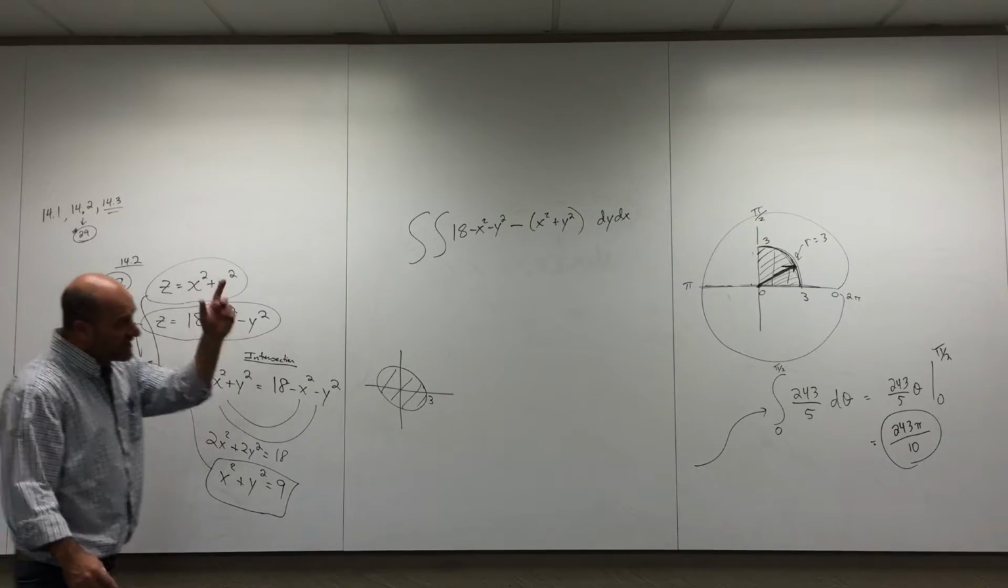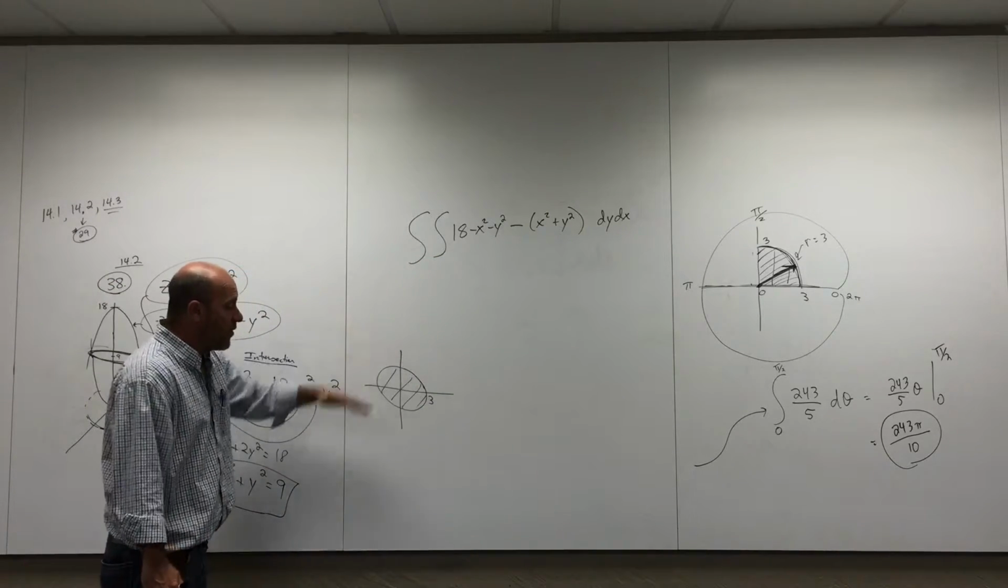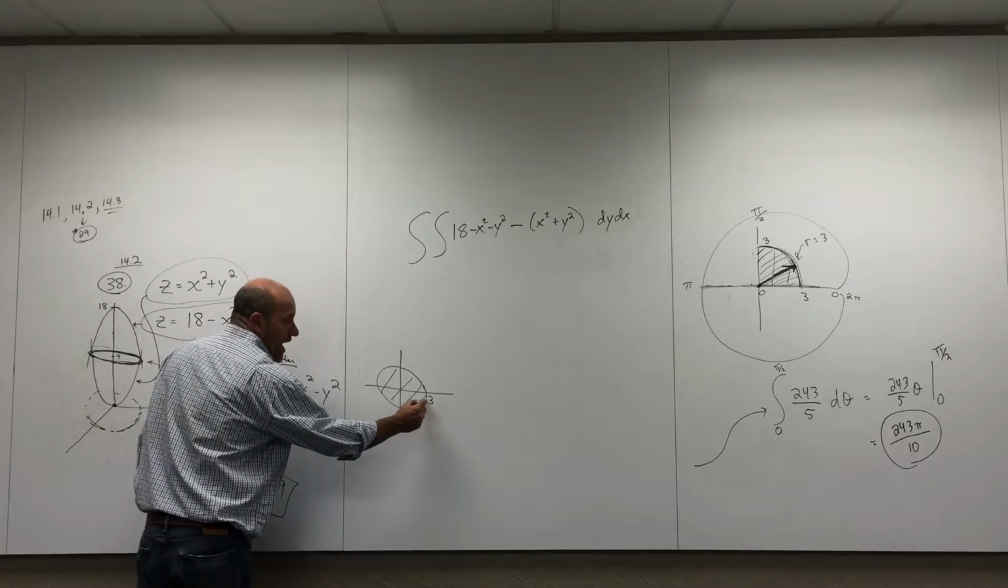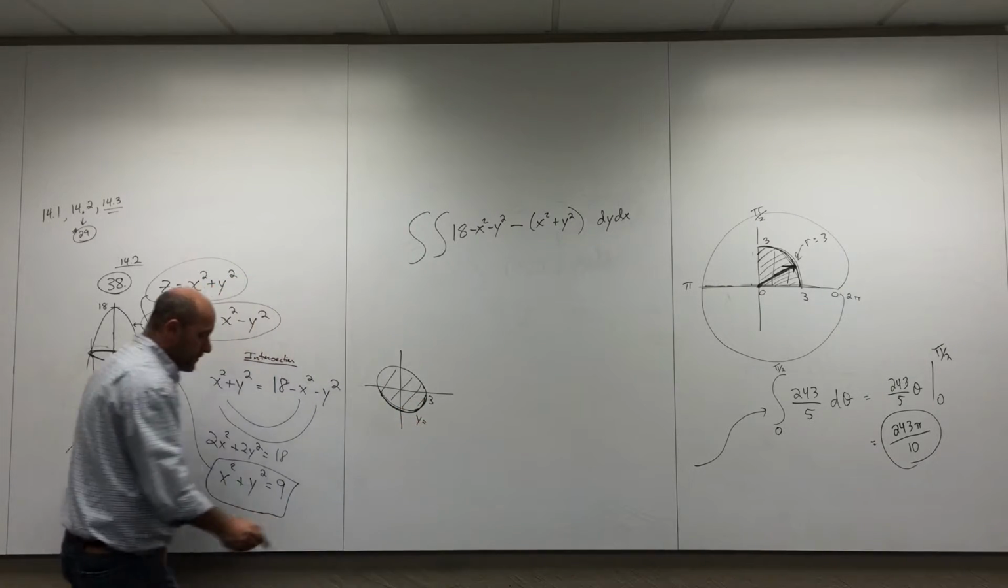Okay, watch. If we decided we're going to let y go first, then I need the lower y and the upper y. I might say that the lower y is this bottom semicircle. And do you know its name?